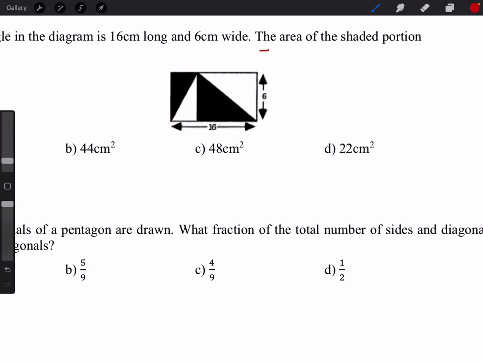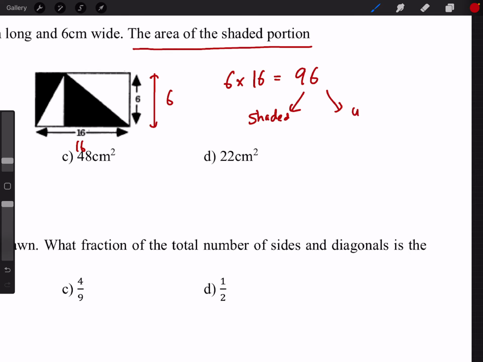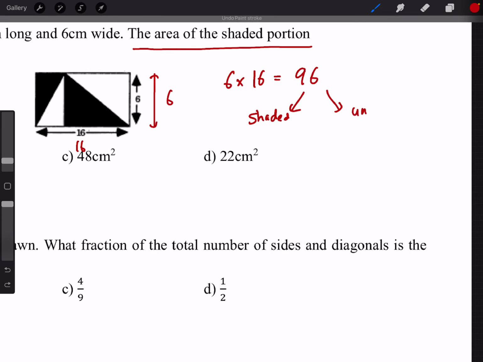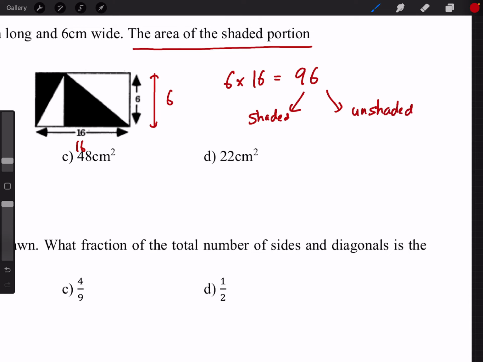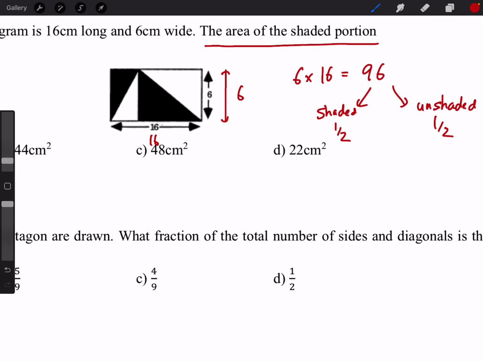So it says the area of the shaded region. How do you work it out? So well, let's find the area of this rectangle first. You got 6 and you got 16. 6 times 16 will give you 96, and half of them will be shaded and the other half will be unshaded. So what's a half of 96? So you work it out. So only half of it is shaded and the other half is unshaded. So if you want to find the shaded portion, just find a half of 96 and work out the answer there.